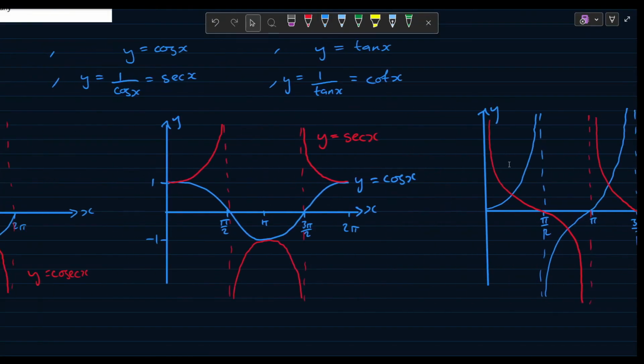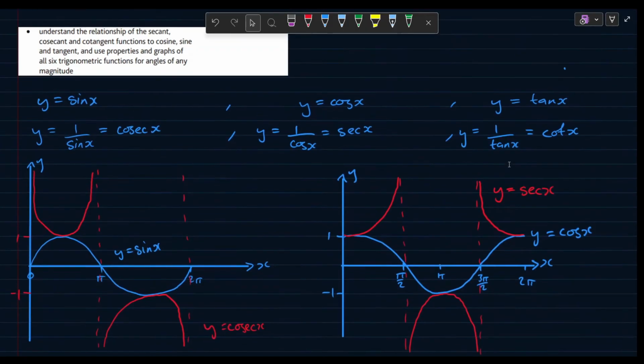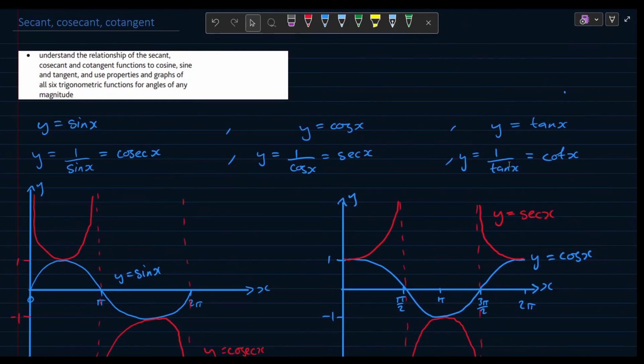Alright, so these are the reciprocal functions of our primary functions. We're going to be using these quite a bit in trigonometry at A2 level. So make sure you're comfortable with them as well as drawing their graphs.